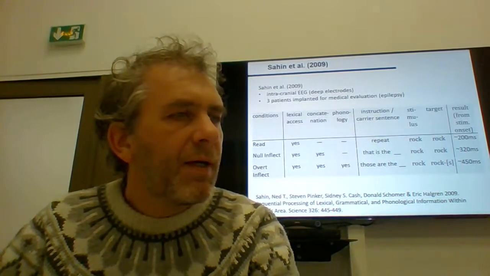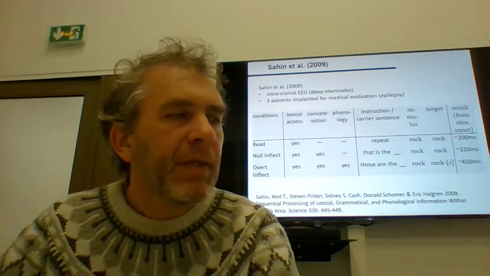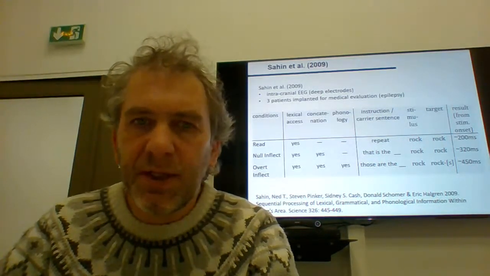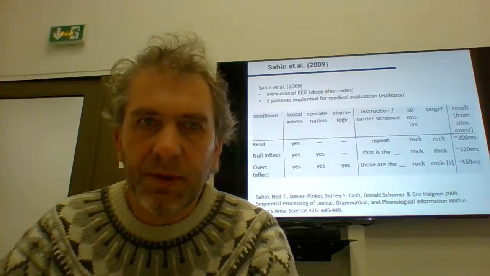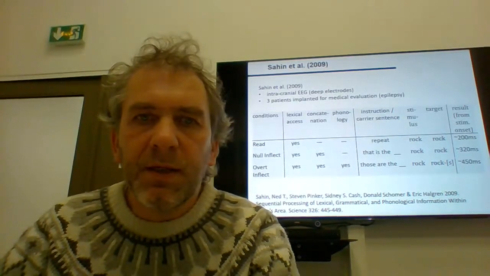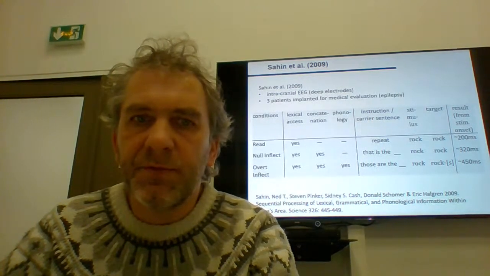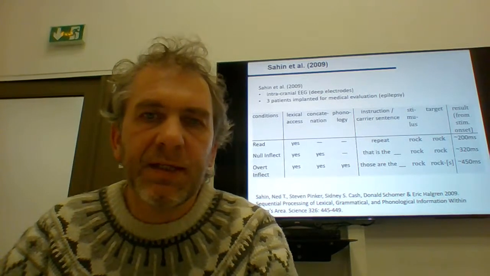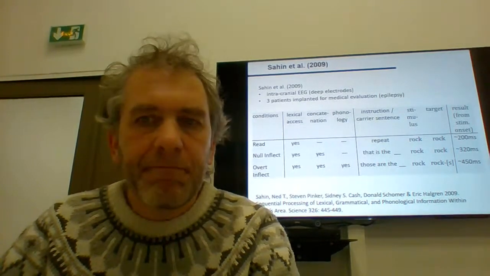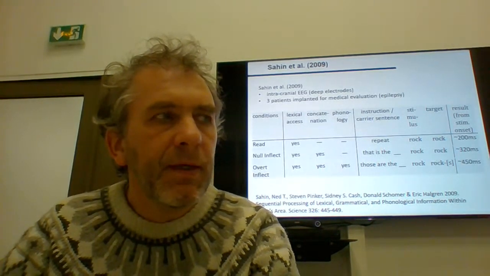Okay, so what that gives us is what you see on the left of the table. What is supposed to happen is that on the read condition, you do lexical access. You go to your lexicon, look up the word, and then pronounce it and send it to realization. You don't do any concatenation, because there is nothing to be concatenated with. Not with other words, not with other morphemes, and not with morphosyntactic tagging. There is no number, no gender, no nothing. And you don't do any phonology. So you have yes in the first column and no in the other two columns.